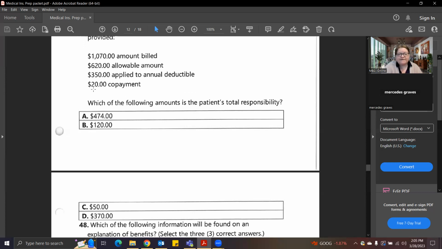The answer on this one is going to be D, $370. The patient is going to have to pay their $20 copayment when they get to the office and see the doctor. And then once the insurance processes it, they'll figure out that she has $350 that's going to be applied to her annual deductible, which has to be paid before the insurance company will pay their portion, their 80%. The deductible has to be met for the year. So the patient will owe $370.